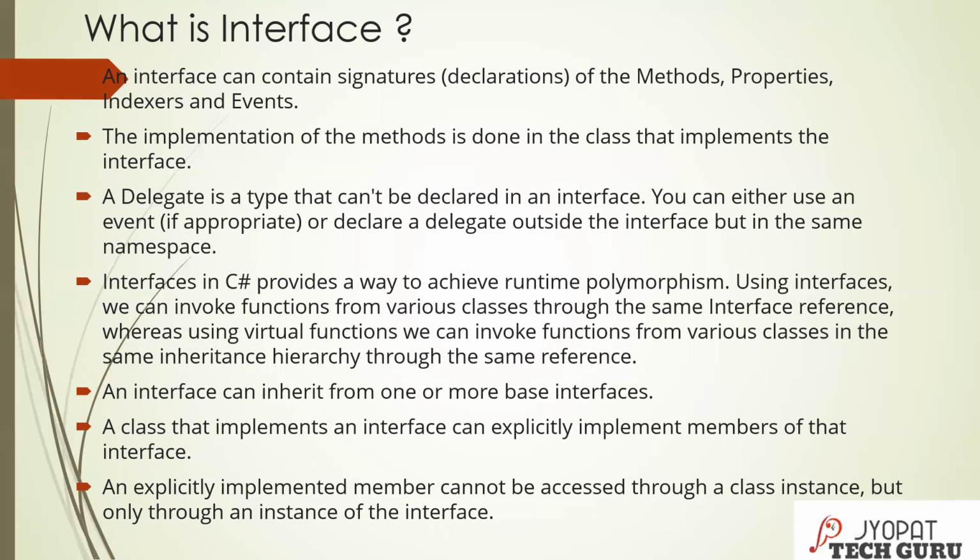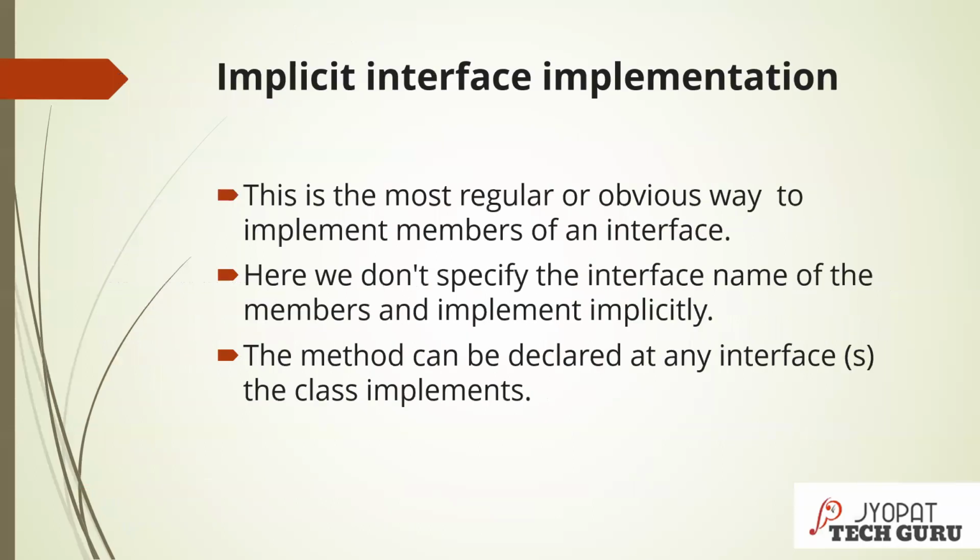Again, as far as interfaces are concerned, we have two types. One is implicit, second is explicit. What do you mean by implicit interface implementation? This is the most regular or obvious way to implement members of an interface. Here, we don't specify the interface name of the members and implement implicitly. The method can be declared in any interface the class implements. I can create one interface and keep on implementing it in a number of classes.